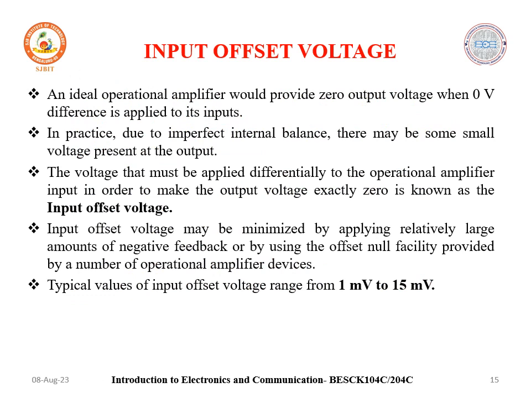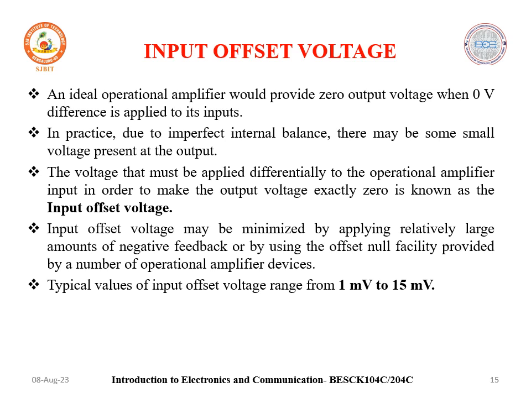Next parameter is input offset voltage. So what is input offset voltage? An ideal operational amplifier should provide zero output voltage when 0 volt difference is applied to its input. I am going to consider both inputs are 0 or both inputs are equal. So output is 0, because output is V2 minus V1, because we take the difference of the two inputs at the output point. The voltage that must be applied differentially to the operational amplifier input in order to make the output voltage exactly 0 is known as the input offset voltage.